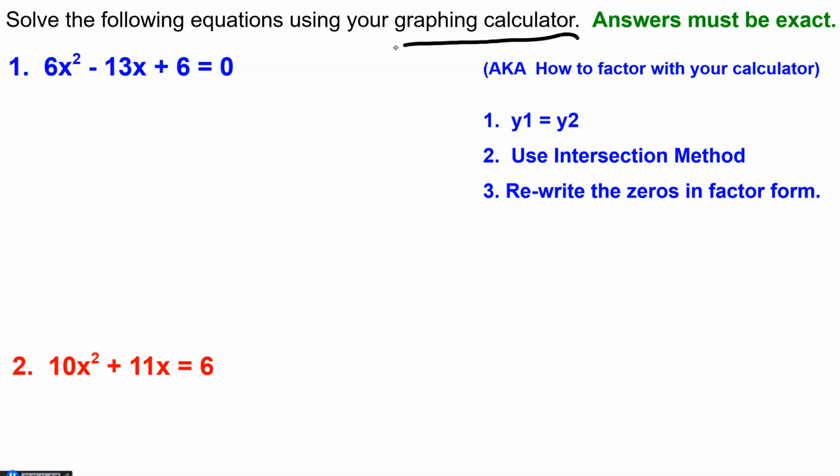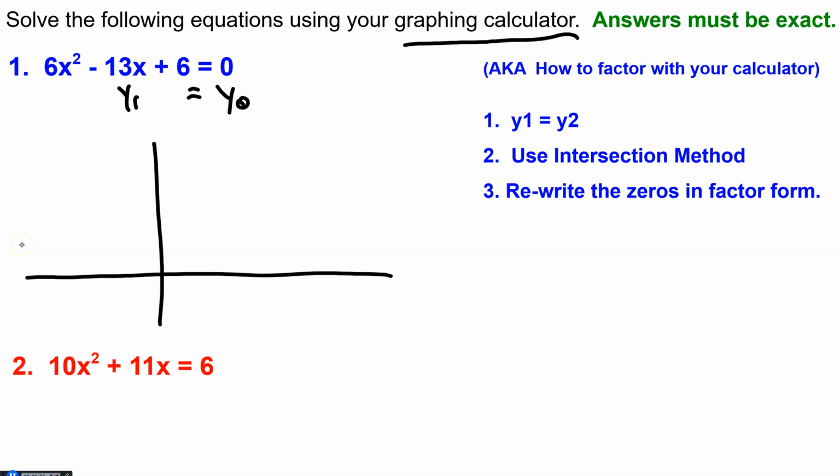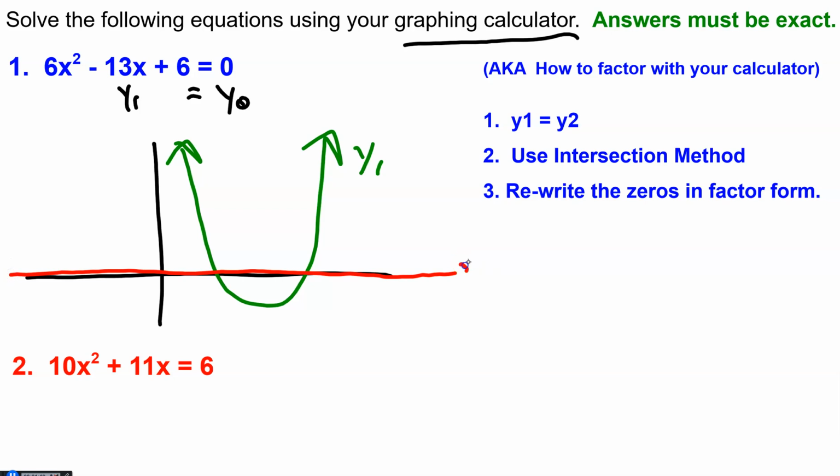So on this one right here, I would put this in my calculator. I would say y1 equals y2. And you'll notice on this one that when you do that, your y1 is going to look like this. I'm going to show you how to do this. There's your y1. And your y2 is going to be y equals 0, which is a horizontal line, which is actually the x-axis, right? And then you're going to calculate.